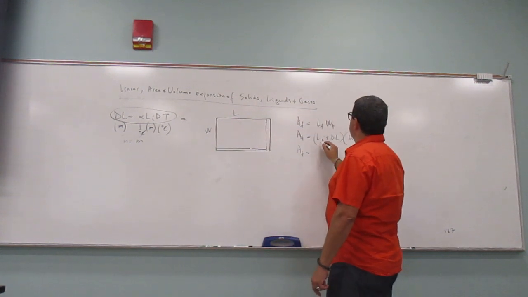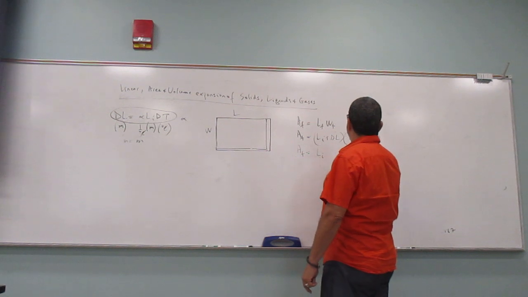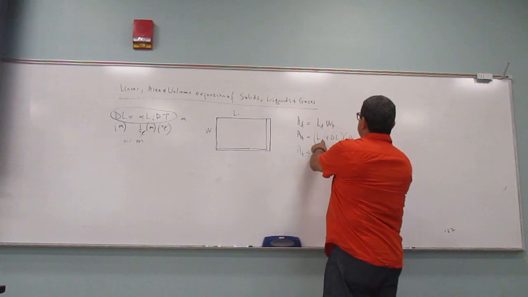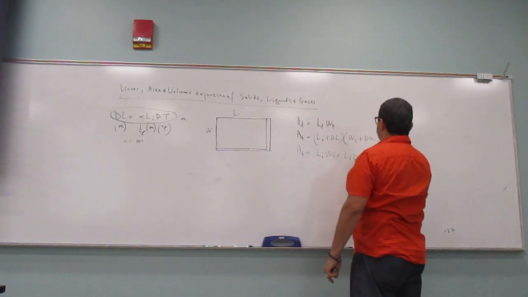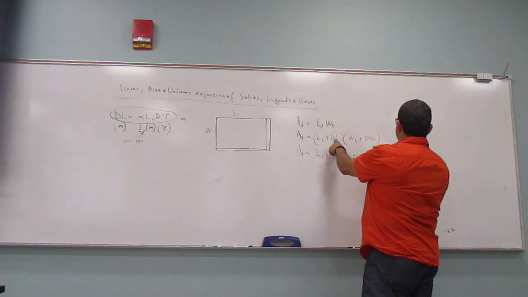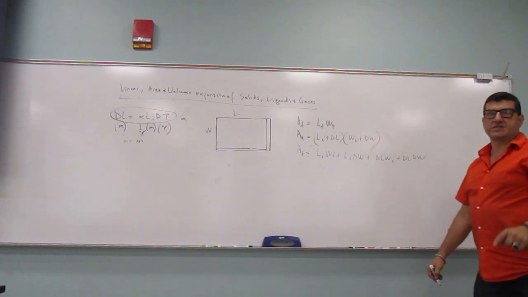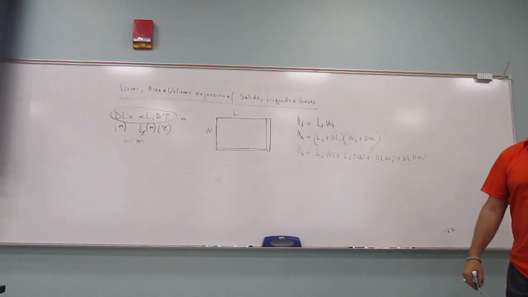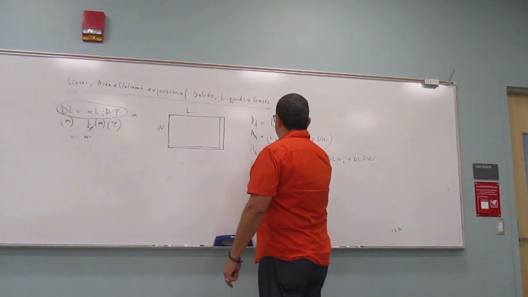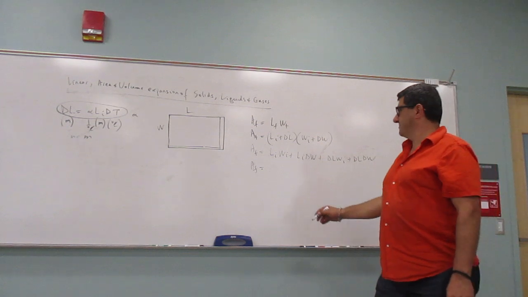L initial, let's see here. L initial, I could do L initial times W initial plus L initial times delta W plus delta L times W initial plus delta L times delta W. Simple binomial expansion, right? Then what are you going to get? L initial W initial is what? The initial area.